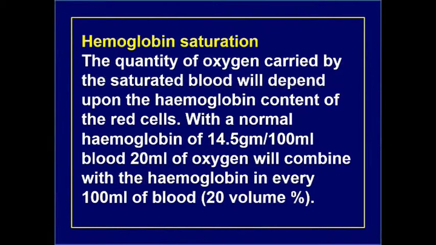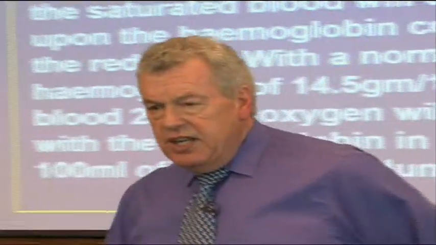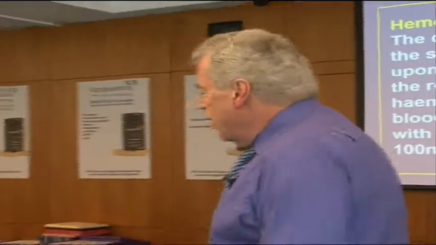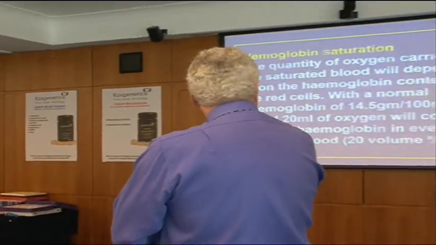Right, the quantity of oxygen carried by the saturated blood will depend upon the hemoglobin content. With an average normal of 14.5 is the figure you get back when you have a blood test done, and anything below about 12 would be considered to be really low in oxygen.